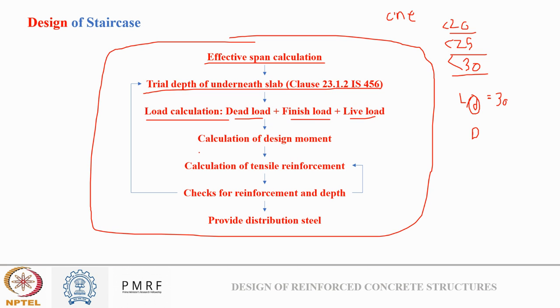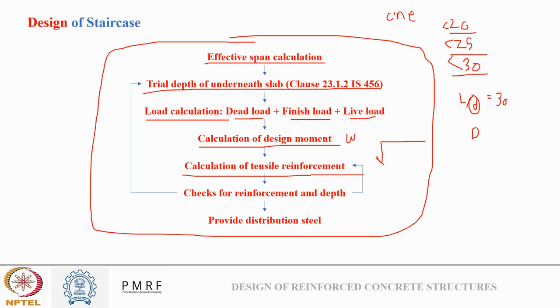Once load calculation is done, I can calculate the design moment. I know the length, I know the weight, so I can calculate the design moment. Once I know the moment, I can calculate the tensile reinforcement. How? Mu limit equals 0.138 fck bd square, and if the moment is less than Mu limit, I will say it is a singly reinforced section.